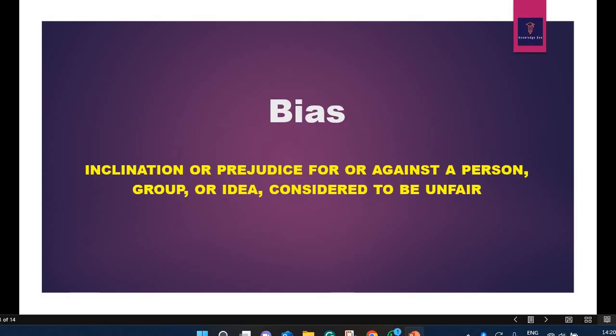So these were the dozen different biases that mostly affect us in our daily life. So keep them in mind, and maybe you can be a better person.